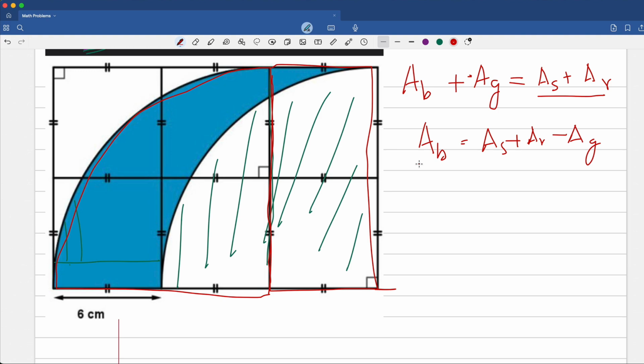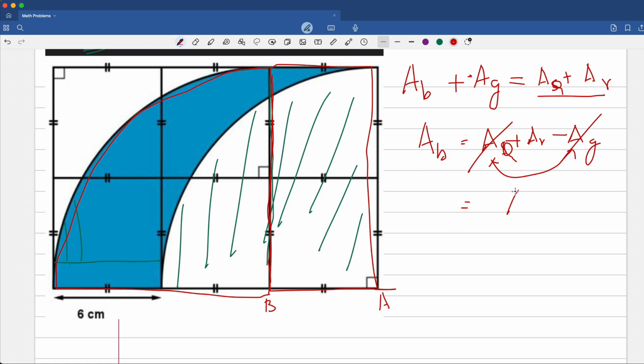So the area of the blue is nothing but the area of the quarter circle. Let's change this to quarter circle. The area of the quarter circle plus the area of the rectangle minus the area of the green shaded area. But guess what? Both of these are exactly the same thing. They're just translated. They're starting at different points. So the green one is starting at A and the blue one is starting at B as the center. But other than that, they're exactly the same. So you don't even have to calculate. You can just delete this out.